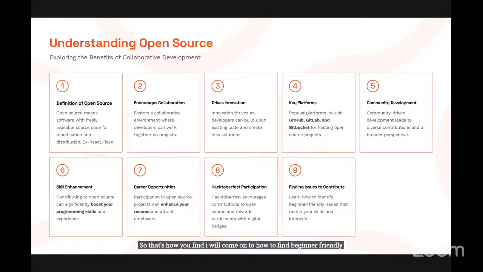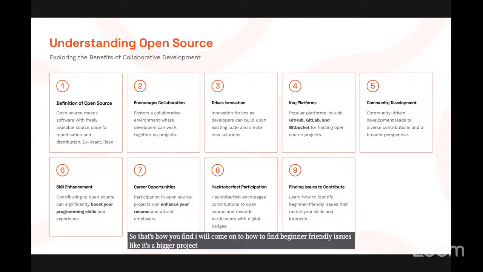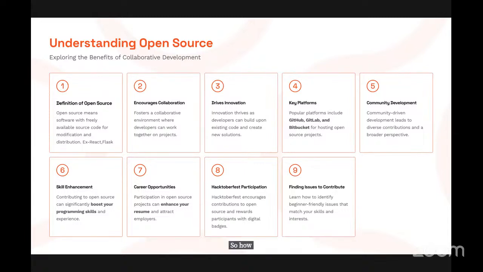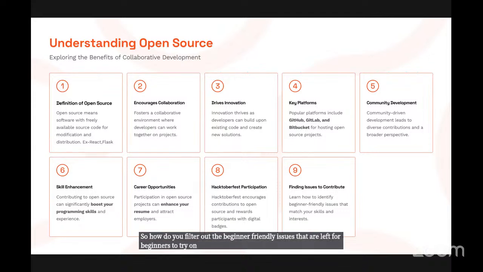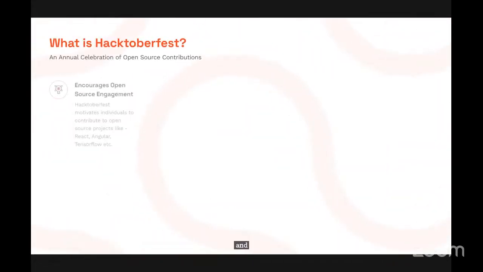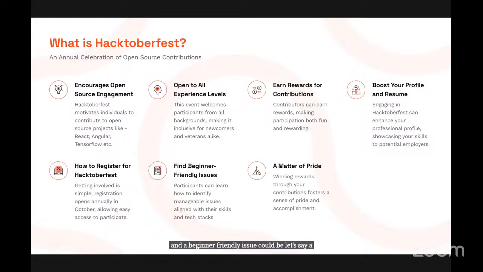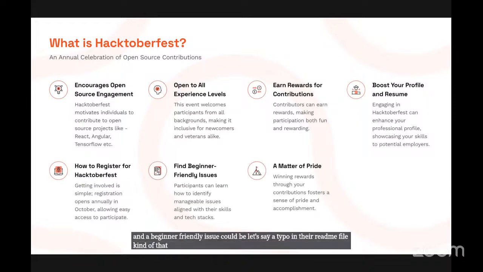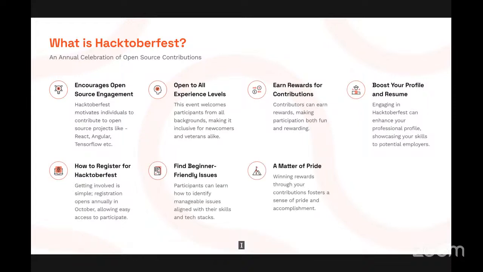If it's a bigger project, there are, let's say, 200 or 300 issues. So how do you filter out the beginner friendly issues that are left for beginners to try, and that the project maintainers or the high level people won't touch? A beginner friendly issue could be, let's say, a typo in their readme file, a smaller issue basically. I'll quickly have a look at the chat.